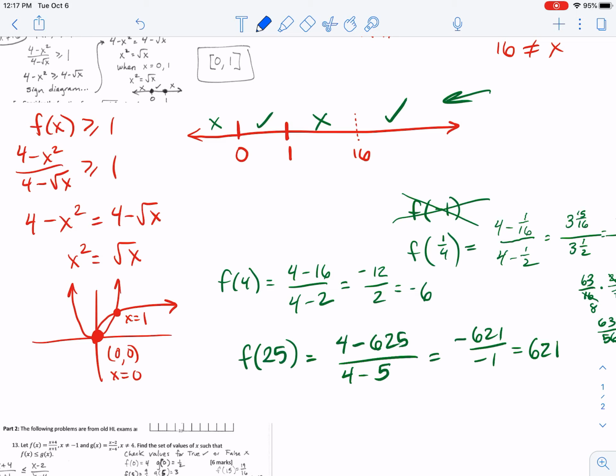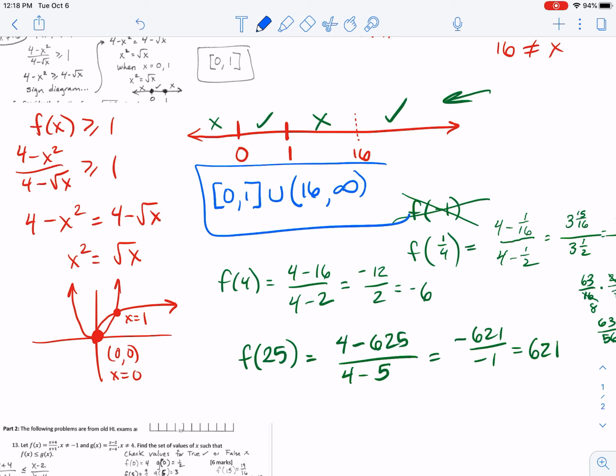Okay, so what I should say, my final answer, let's use a new color. My final answer should be from 0 to 1, pick it up again from 16, but it can't be equal to 16, to infinity.